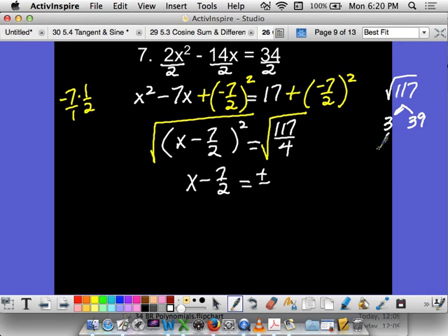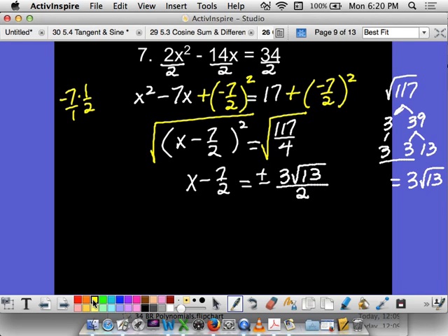I see another 3. So this is 3 times 13. So I have a pair of 3's. So this is actually 3 square roots of 13. So I can break down the square root of 117. That's 3 square roots of 13 over. I know the square root of 4, that's just simply 2.